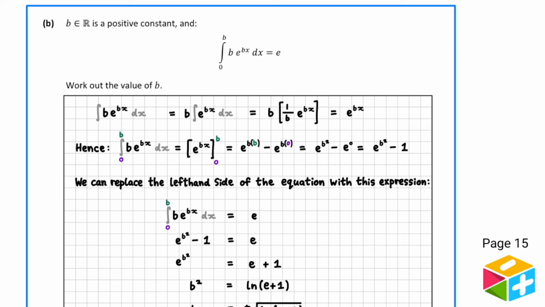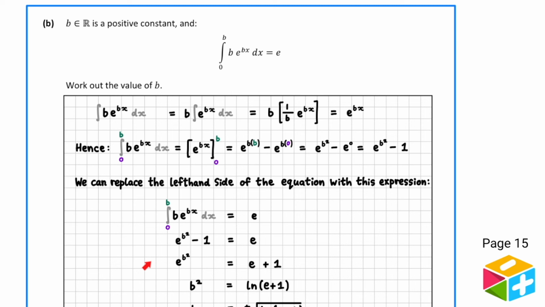So, we've managed to calculate the integral on the left-hand side of the equation. Let's write in what we found. From here, we need to do some algebra to solve for b. To begin, I'll add 1 to both sides.